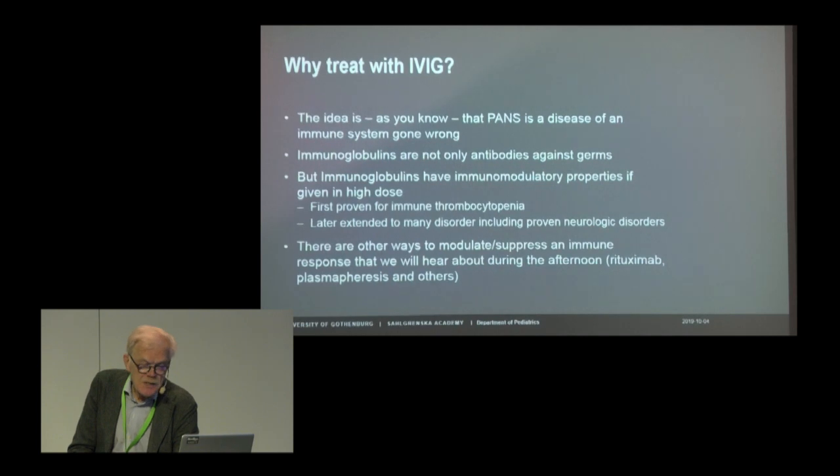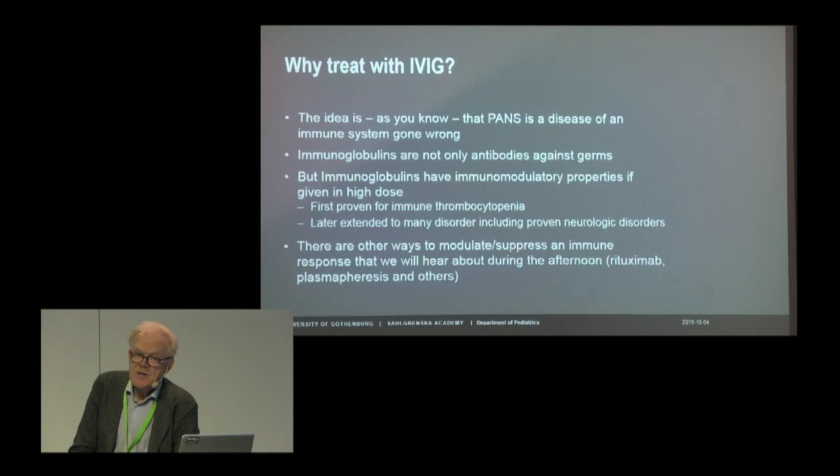And fortunately, there was also a very recent study that is not yet published, but was presented as a poster just a couple of weeks ago. So, why should we use intravenous immunoglobulin with this disorder? Yeah, the idea is, of course, that PANS is a disease of the immune system gone wrong, that we heard several times, and I think it's more and more firmly established that it is that way.